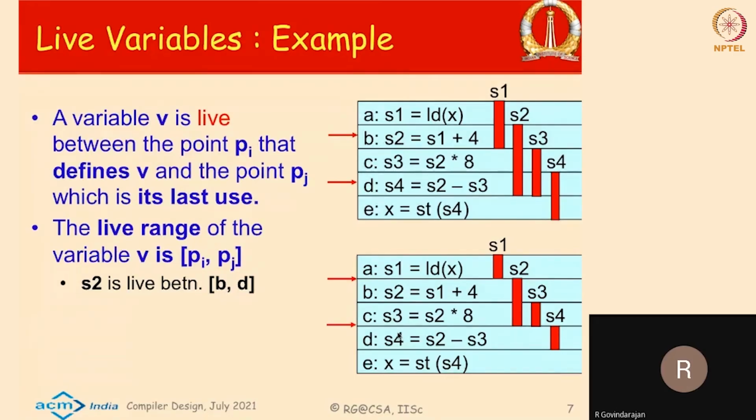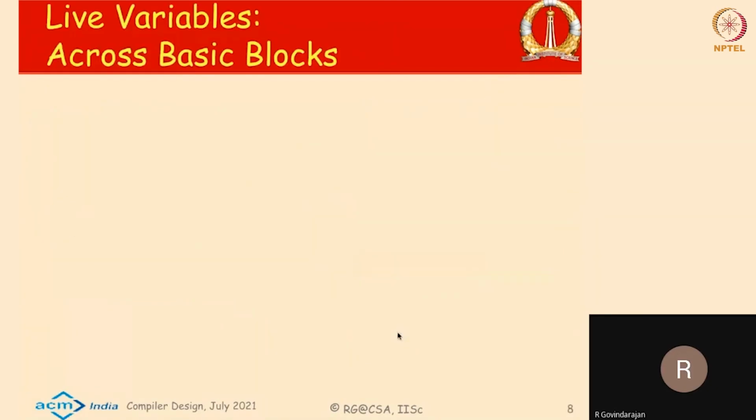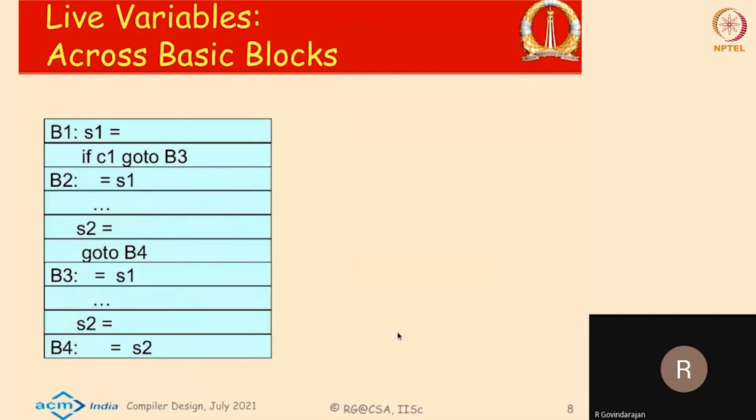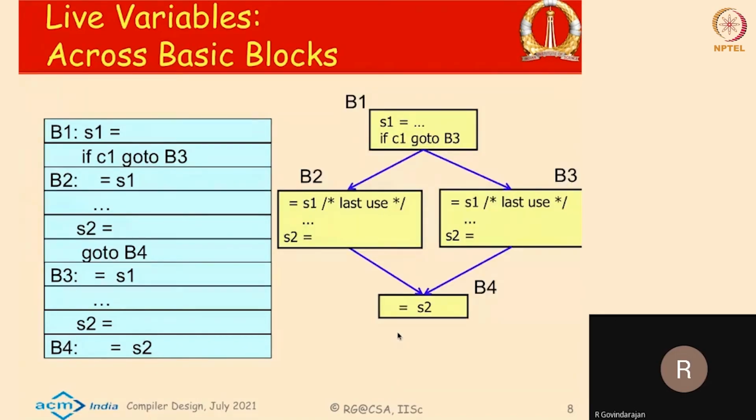Let me spend the next 2 minutes before I give you a break on these things, and take an example where we talk about live variables across basic blocks. What we saw in the previous example is within a basic block, that is a simple sequence of instructions. Here we have some kind of control flow. Let's not focus on too many things. Look at the control flow graph: there is a condition evaluation. If the condition is true, you go this way; if false, you go the other way. And these are the statements executed in these basic blocks.